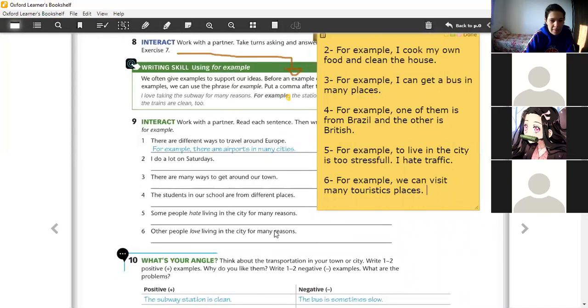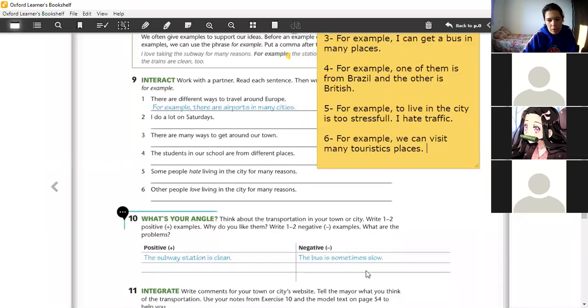É divertido fazer, né? Ficar dando exemplos. Number 10, think about the transportation in your town or city. Write 1, 2 positive examples. Why do you like them? Write 1, 2 negative examples. What are the problems? Here he talked about the subway and the bus station.